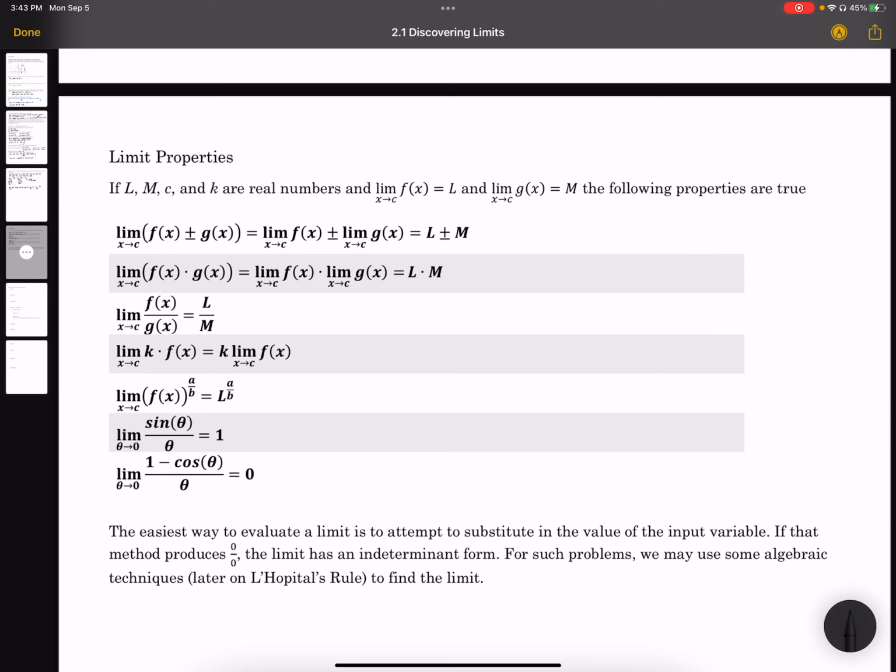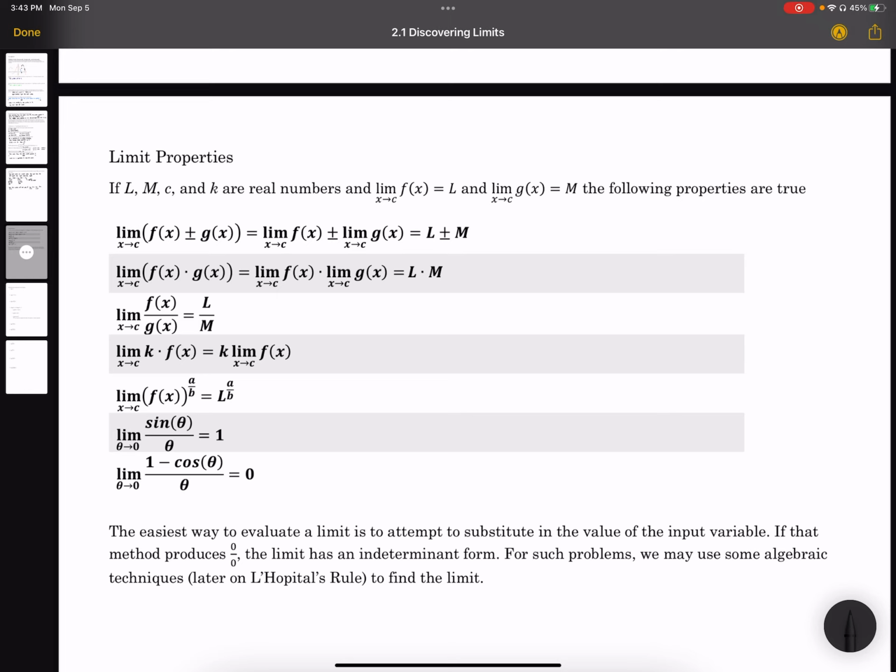Under these definitions we're assuming the limit as we approach a particular value exists for both of these functions. For the first one, if we have the limit of a sum, we can take the limit of each part of the sum first and then just add them all together. If we have the limit of a product, we can take the product of the limits. If we have the limit of a quotient, we can just divide the two limit values.